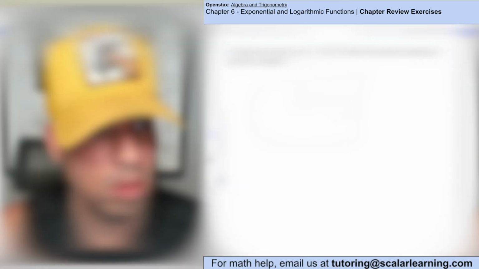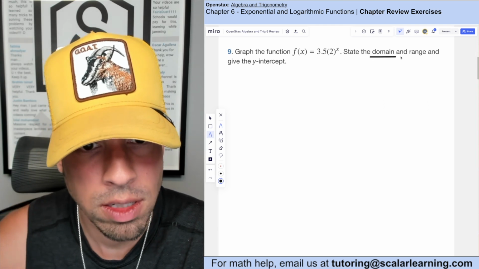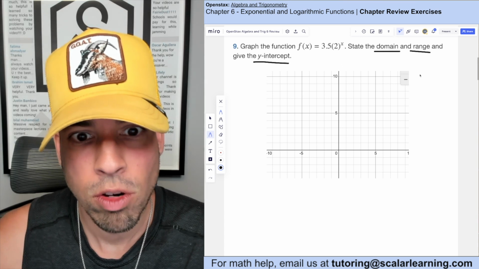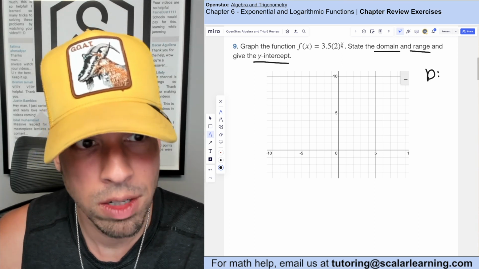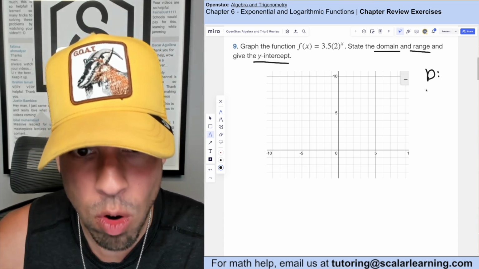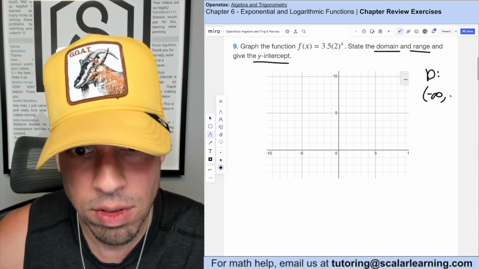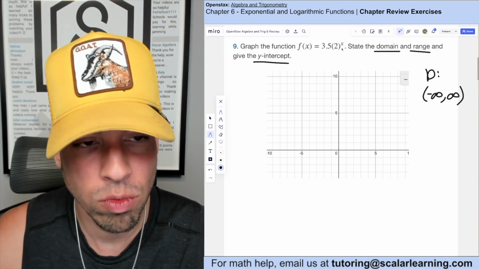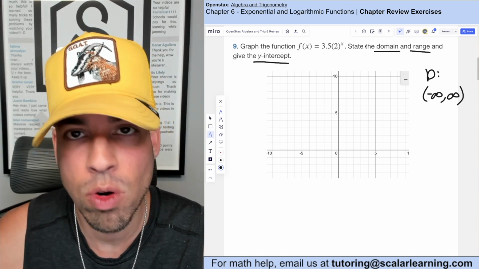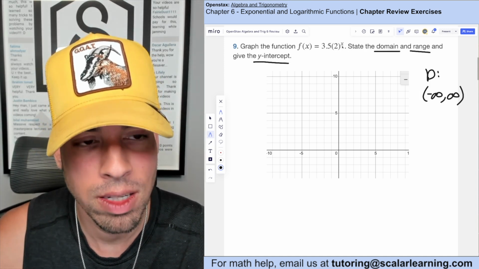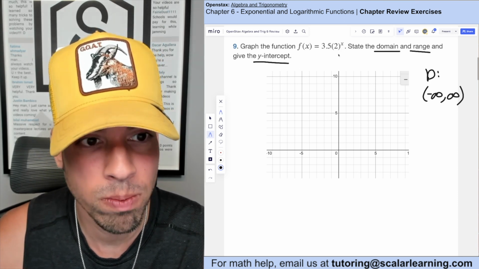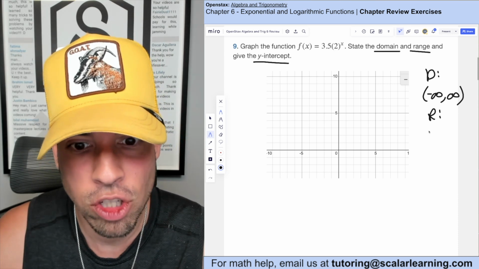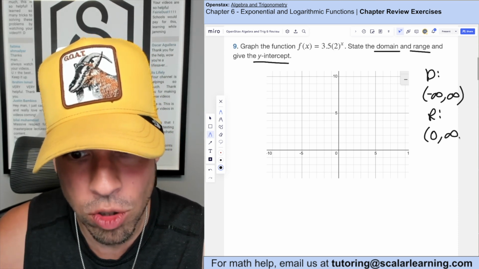Boom. Done. So for this one, we're meant to graph the function and then state the domain and range and give the y-intercept. So let's do that now. So we're going to start by stating the domain, and the domain's great because it's going to be, for an exponential, all real numbers, okay, which is negative infinity to infinity. There's no restriction. Now, when we talk about the range, there is going to be a restriction. Since there's no constant here, what we can tell is that this will never go below 0, right? It will approach 0, but it will never hit 0. So that means my range is everything from 0 up to infinity.